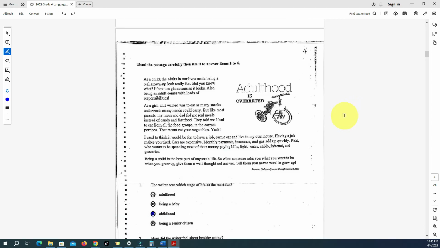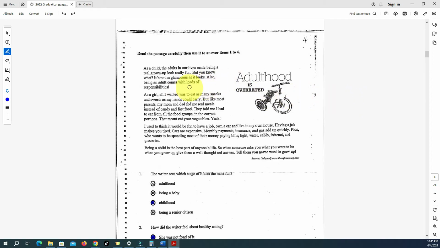Let's jump in, and we have a passage to read. That's the first thing that we need to do. Let's jump in and read. As a child, the adults in our lives made being a real grown-up look really fun. But you know what? It's not as glamorous as it looks. Also, being an adult comes with loads of responsibilities. As a girl, all I wanted was to eat as many snacks and sweets as my hands could carry.